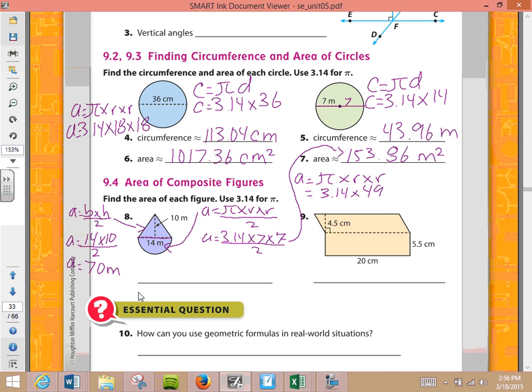So this is the same as the one on top, actually. So I'm going to just divide 153.86 by 2. And then I get 76.93 square meters, right? Now what do you do? You add them, with 70. And my total, my final answer, is 146.93 meters squared. This is my final answer.